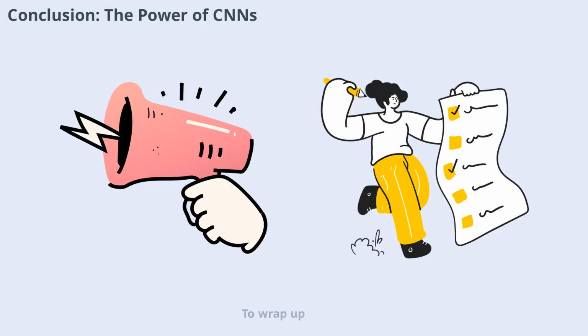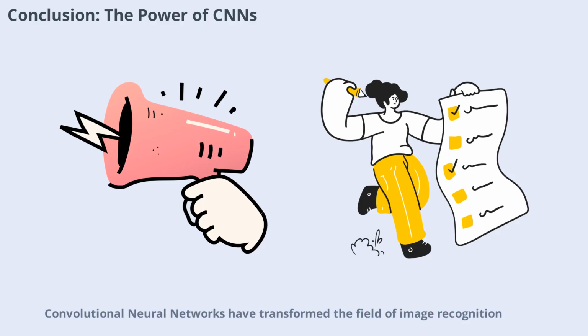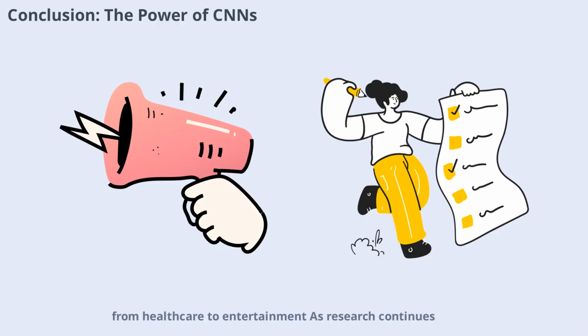To wrap up, convolutional neural networks have transformed the field of image recognition. Their ability to automatically learn and extract features from images has enabled countless applications from healthcare to entertainment. As research continues, CNNs will only become more capable and widespread, shaping the future of technology and our daily lives.